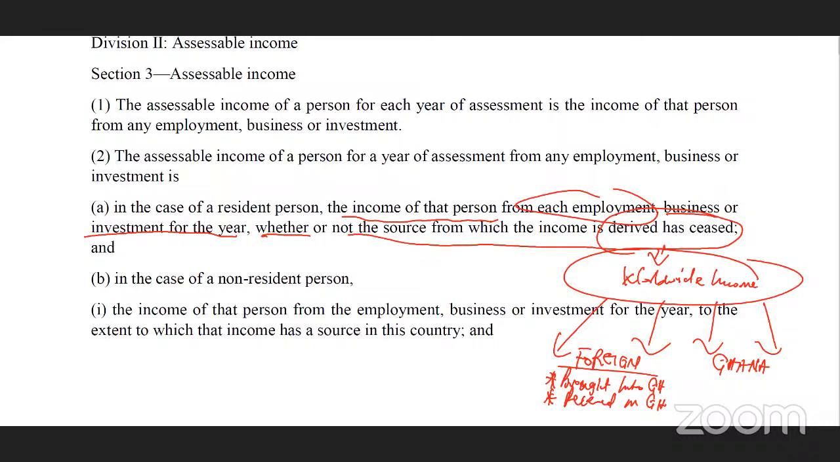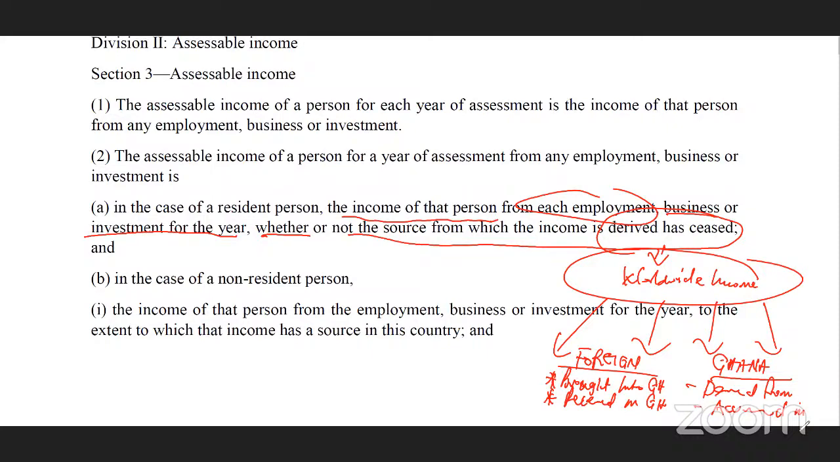True or false? Oh, you can actually talk. True, yes. And then if I work and derive income from Ghana, so income derived from Ghana and income accrued in Ghana, where is the source of this income? Did I derive it from Ghana or does it have a foreign source? Yes, in Ghana. So it has a domestic source.